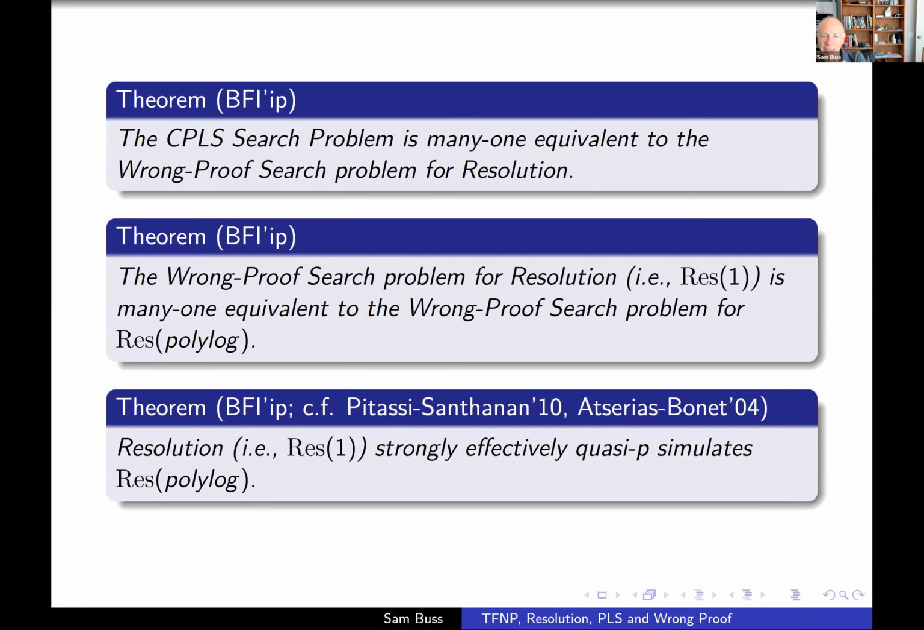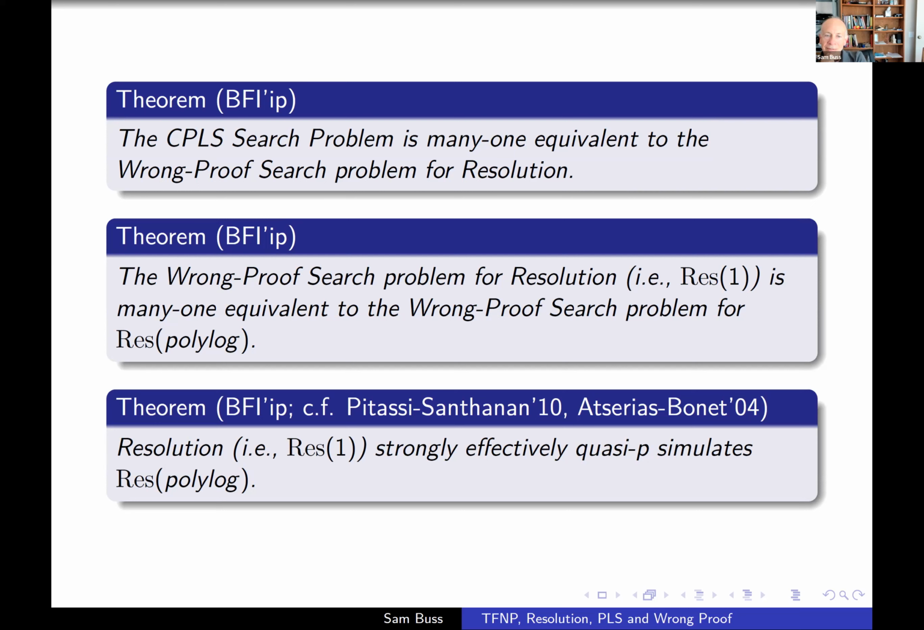again, by this method of extension variables, the wrong proof search problem for Res(1) is many-one equivalent to the wrong proof search problem for Res(polylog). And again, by the idea of introducing extension variables for all n^O(1) many possible conjunctions of literals, this then feeds back to strongly effectively quasi-P simulates as well. Resolution strongly effectively quasi-P simulates Res(polylog).